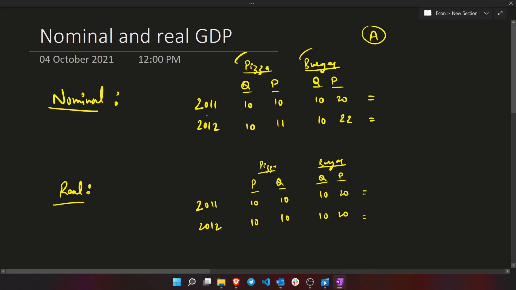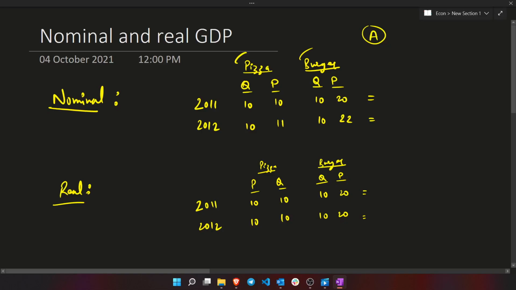Whenever we are talking about GDP, what is GDP? GDP is the sum of all the goods that are produced within the country. It is computed with the help of market value. It does not take into account the intermediate goods, but it is the market value. So the market value for pizza is 10 into 10, 100, plus 10 into 20, 200.